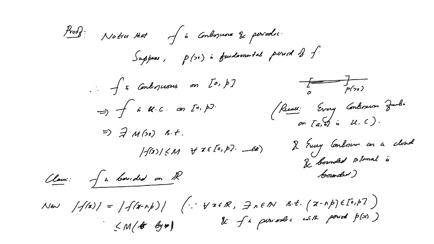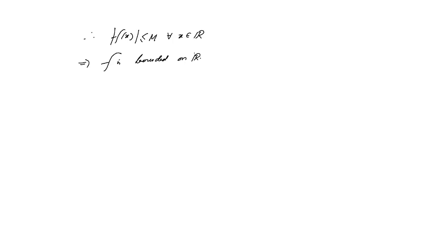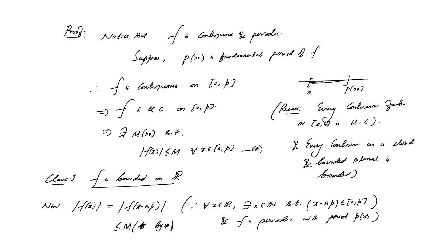So that means what we get? We get exactly |f(x)| is less than or equal to M for all x belongs to R. And that implies f is bounded on R. Now we have to prove f is uniformly continuous. So this is claim 1.